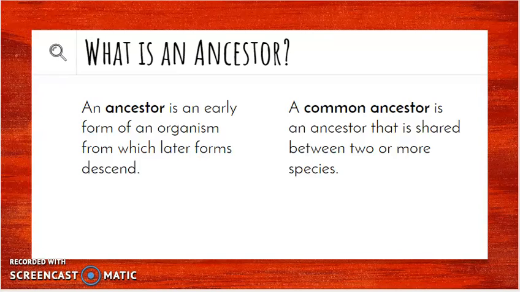Another term we'll use is a common ancestor. So a common ancestor is an ancestor that is shared between two or more species. So we're looking at how three or more species may be linked at some point in history.